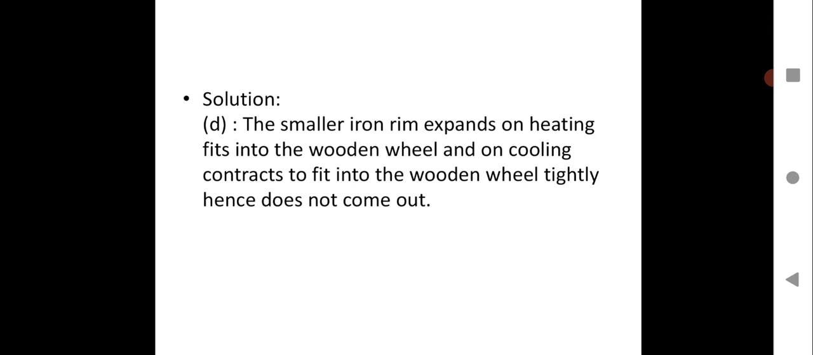This we have already done, children. I hope this option D is clear, and hopefully you all are writing the statement and the correct option with the explanation.